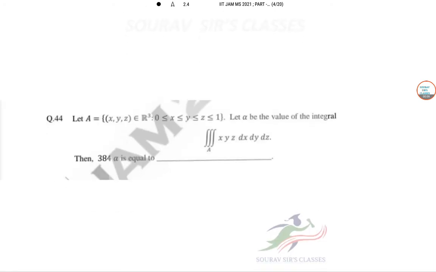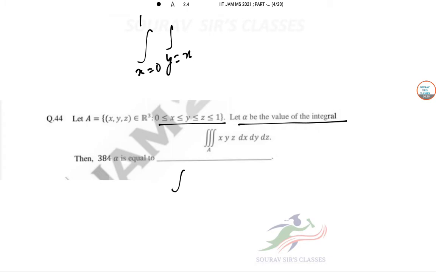We'll be solving from question 44. They've given that x, y, z belong to the three-dimensional real plane, and this is the relationship between x, y, and z. And alpha is the value of the integral. Then what is the value of 384 alpha? So the integral looks like this: x equal to 0 to 1, y equal to x to 1, and z equal to y to 1, of xyz dx dy dz.